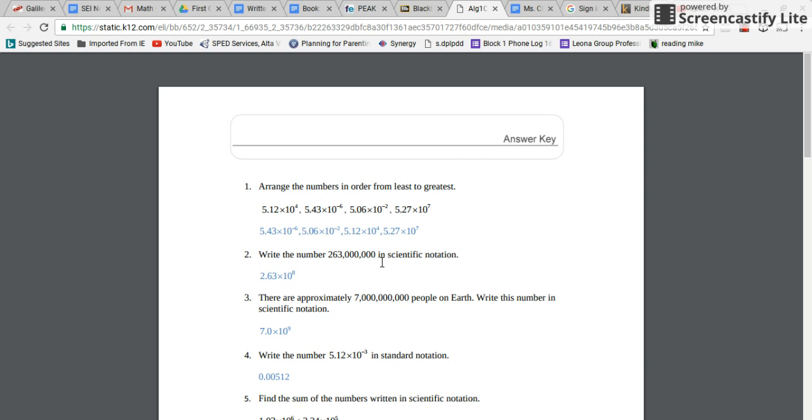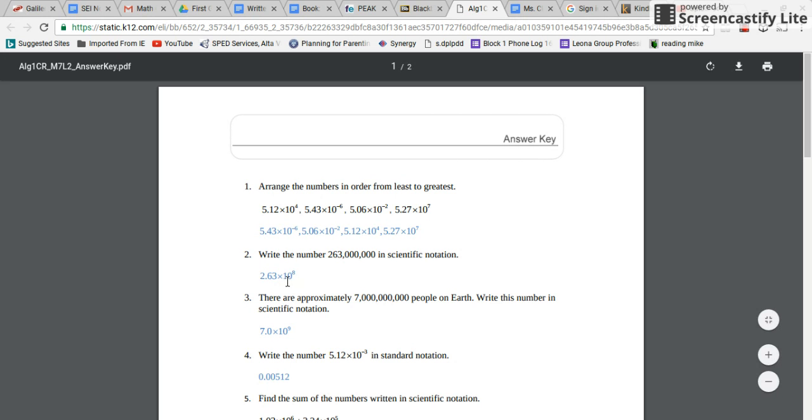Let's see how many spots we need to move. 1, 2, 3, 4, 5, 6, 7, and then 8. So it needs to move to the middle, 2.63 times 10 to the 8 jumps that we had to take to get there. Number 3. It gives you this big number again. It's the same thing, and you have to move the decimal right after the 7. So you have to move it 3, 6, 9 spaces. So that's why it's 7.0 times 10 to the 9.